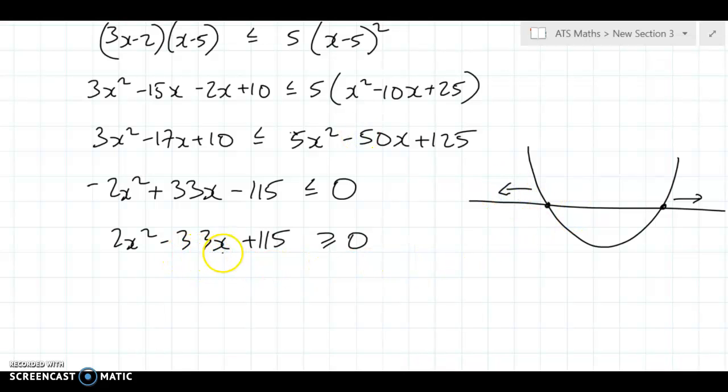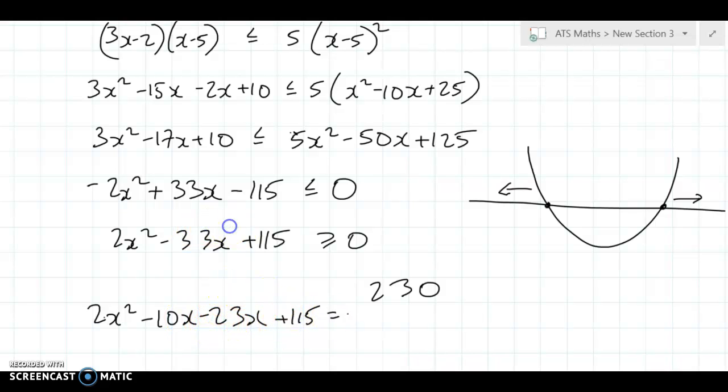So we're going to solve this now. I think we can try and factor it, I suppose. 2 times that will give us 230. So we could factor something like this: 2x squared minus 10x minus 23x. They add up to minus 33 and they multiply together to give us 230. So we're going to solve this now as if it was a quadratic, and afterwards we're going to look at where it's greater than or equal to 0, and it'll be from this point back the way and from this point forward the way, this being here being the x-axis.